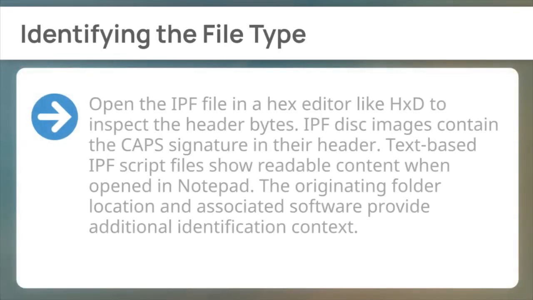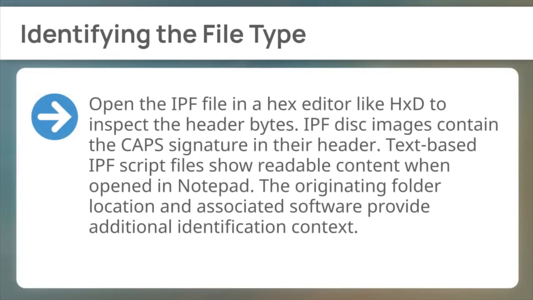First, identifying the file type. Open the IPF file in a hex editor like HxD to inspect the header bytes. IPF disk images contain the CAPS signature in their header. Text-based IPF script files show readable content when opened in Notepad. The originating folder location and associated software provide additional identification context.